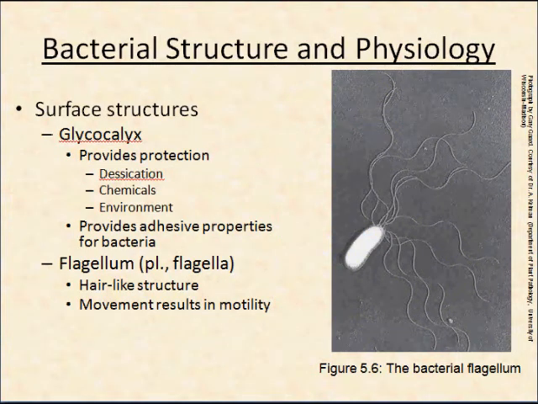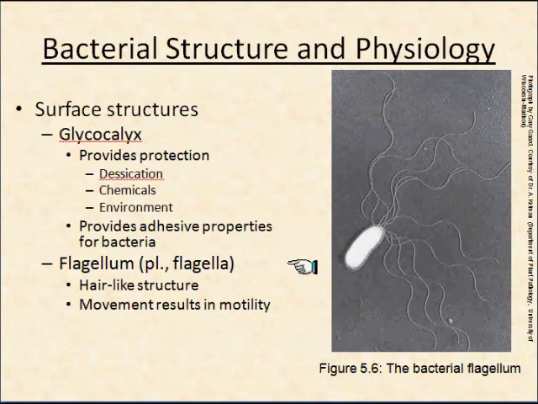Just to follow up, again, the glycocalyx provides protection against desiccation. Also, because it has that layer there, it's a little harder to kill some of these with chemical compounds. And it protects against variations in the environment. Big thing, it provides adhesion properties for some bacteria.